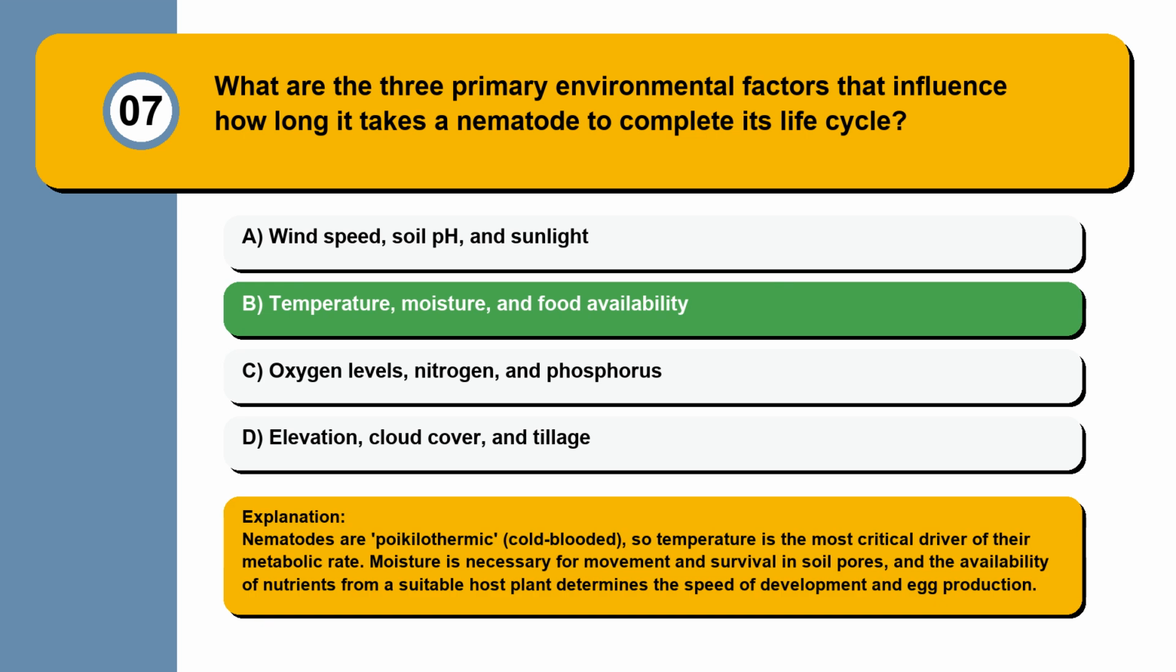Nematodes are poikilothermic, cold-blooded, so temperature is the most critical driver of their metabolic rate. Moisture is necessary for movement and survival in soil pores, and the availability of nutrients from a suitable host plant determines the speed of development and egg production.